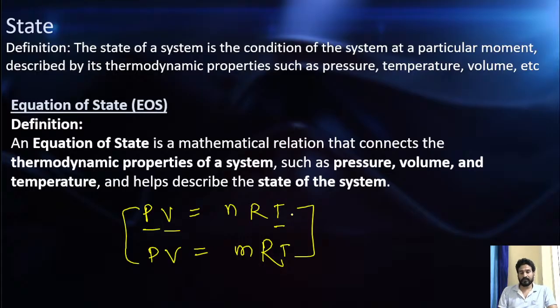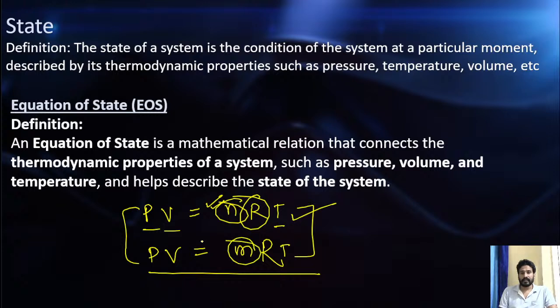This is a proper equation of state where n is the number of moles, P, V and T you know, and R is the universal gas constant, right? This is basically the equation in terms of number of moles. Here it is in terms of m, where R is my specific gas constant. Is it clear to you? So these are two equations of state in different terms. This is my equation of state.